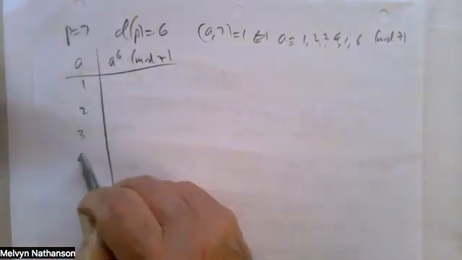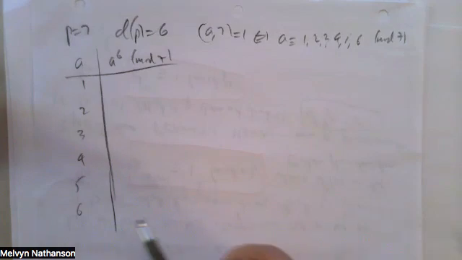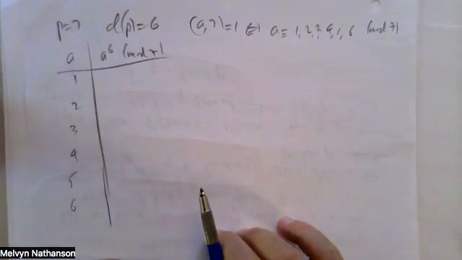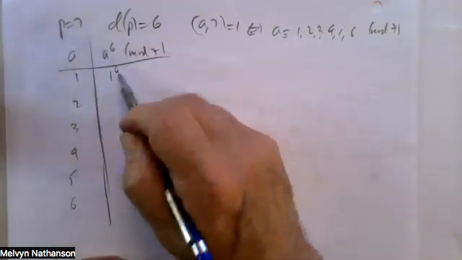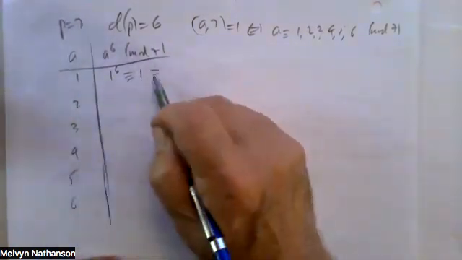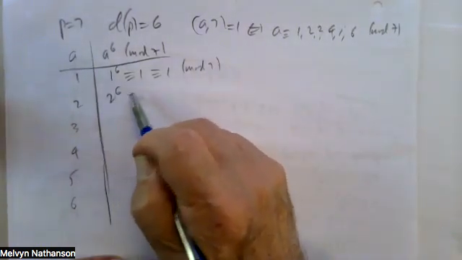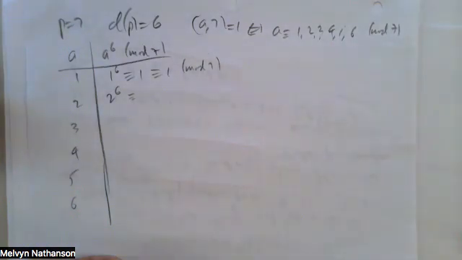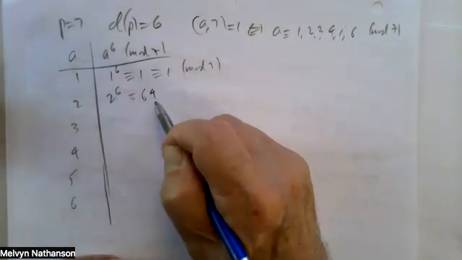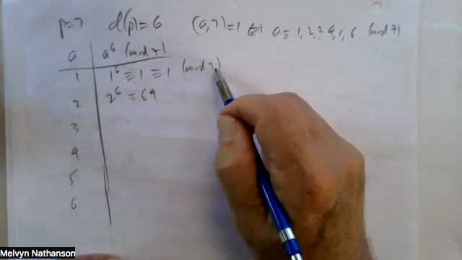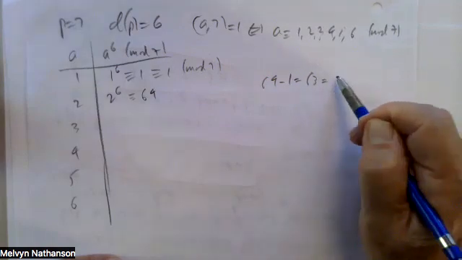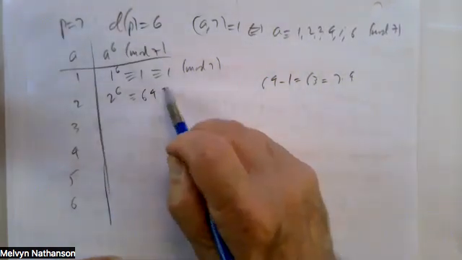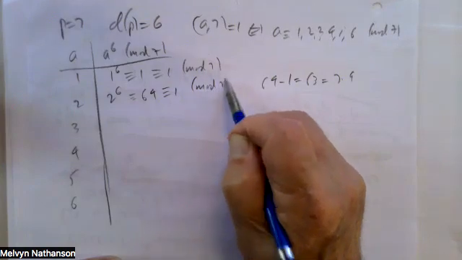Let me do that for all the congruence classes relatively prime to 7. So 1 to the 6th is 1. It's certainly congruent to 1 mod 7. 2 to the 6th, what is 2 to the 6th? 2 to the 6th is 64. 64 minus 1 is 63, which is 7 times 9. So 64 is congruent to 1 mod 7.